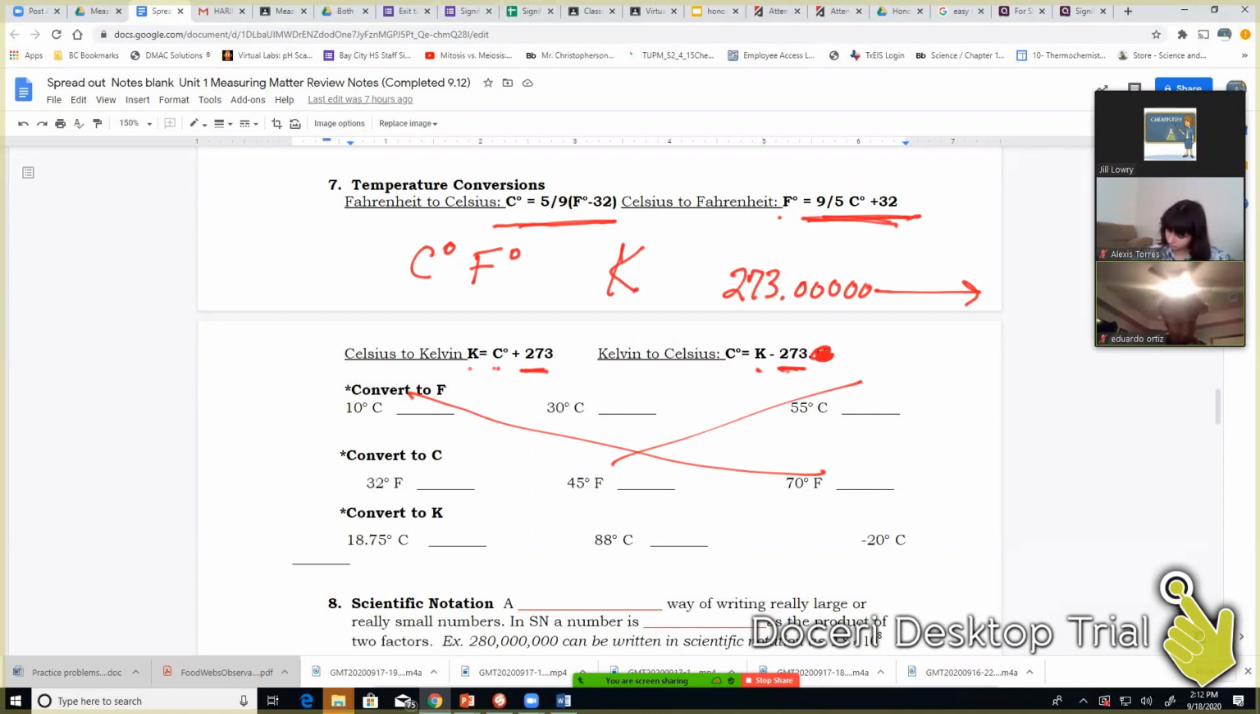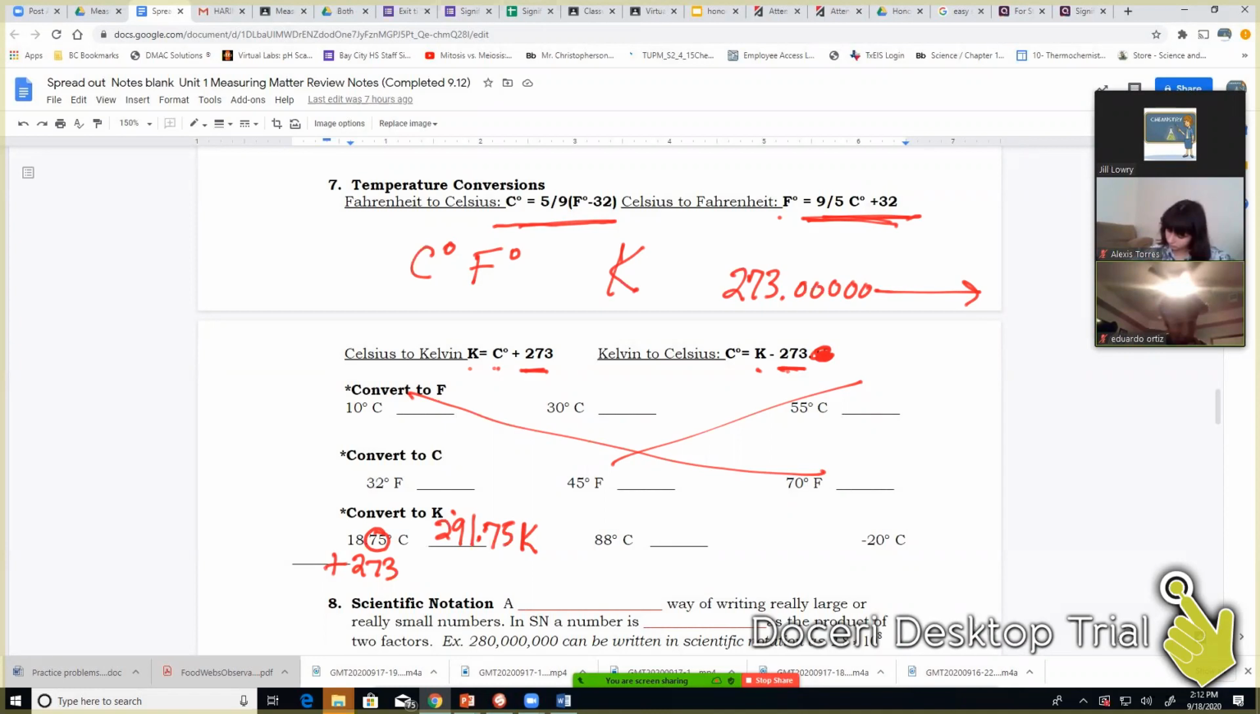So here I have 18.75 degrees Celsius, and I want to convert that to Kelvin, so I simply add 273. We're adding or subtracting, so we're looking at places behind the decimal. This has 2 places behind the decimal, so my answer should have 2 places behind the decimal. Oops, that should have been a 5. 7, 5. And then your units would be K.